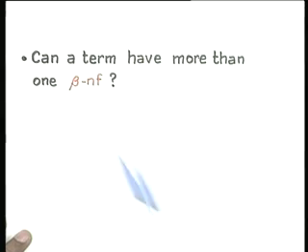Can a term have more than one beta normal form? So the fundamental question we are asking is, can a term have more than one meaning, depending upon how you execute the term? Okay. So if you think of the notion of meaning as an intrinsic meaning, then what we would like in order for computation to be possible is that a term should not have more than one meaning. There should be an intrinsic meaning.